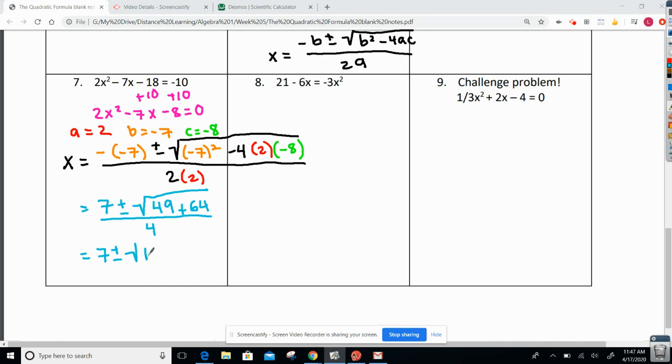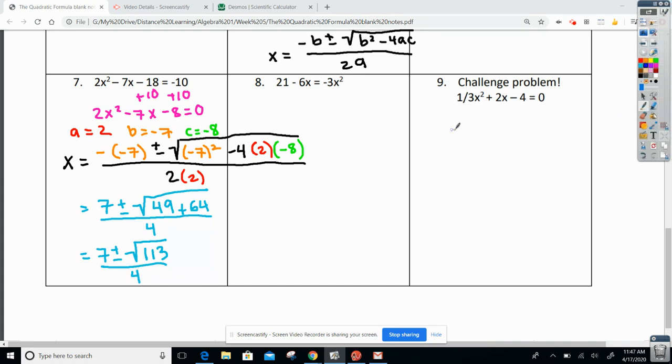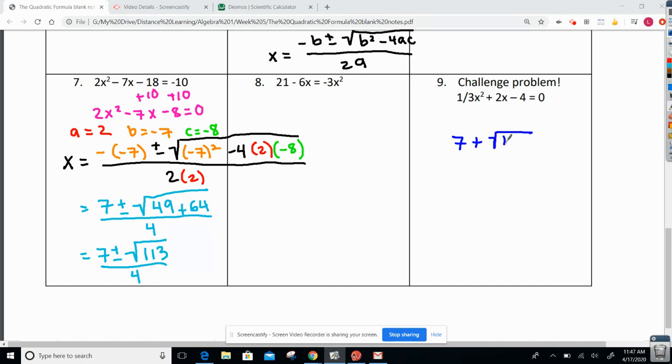That's going to give me 113 over 4. Now this is just like the last problem because 113 is not a perfect square. So I'm going to break it up into my two possible answer choices. I either have 7 plus the square root of 113 over 4, or 7 minus the square root of 113 over 4. So I have both of these answers.